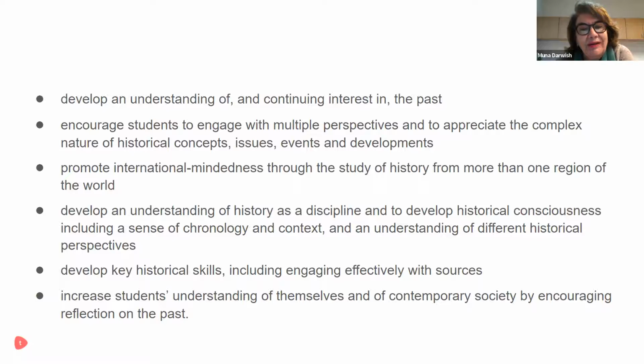And the last one, I say it with a smile, because I wonder to what extent we enable our students to achieve it: to understand themselves and contemporary society by encouraging reflection on the past. I hope we do that, because this is a very important skill to develop amongst our students.